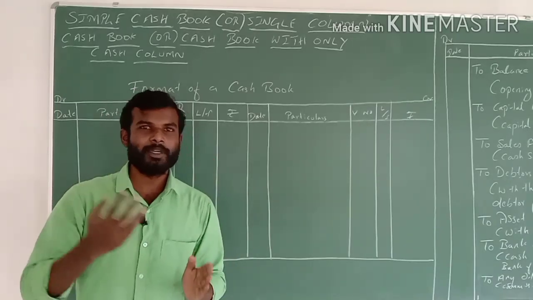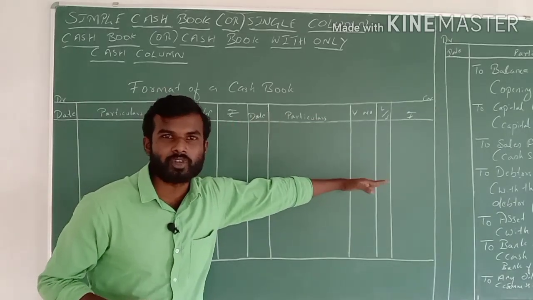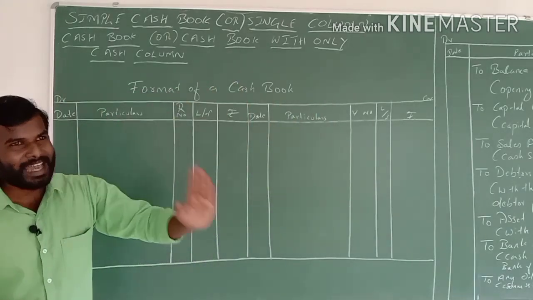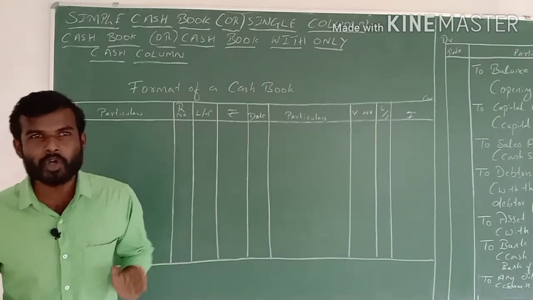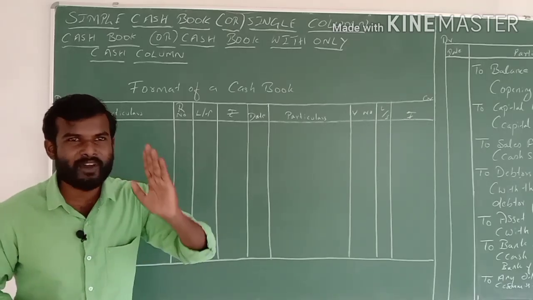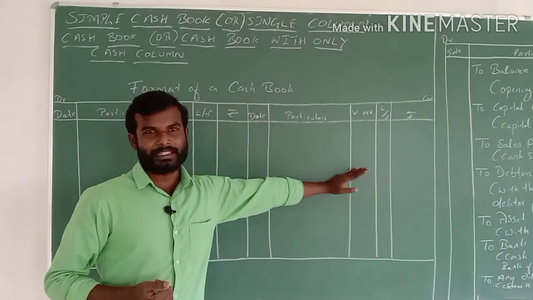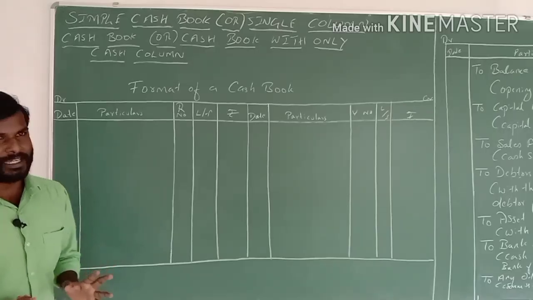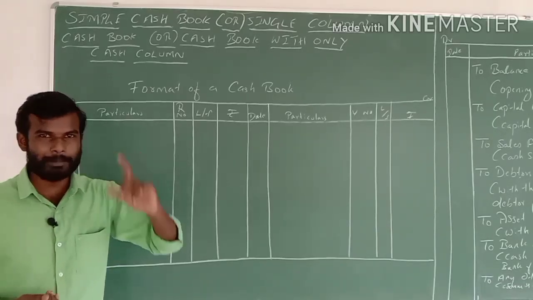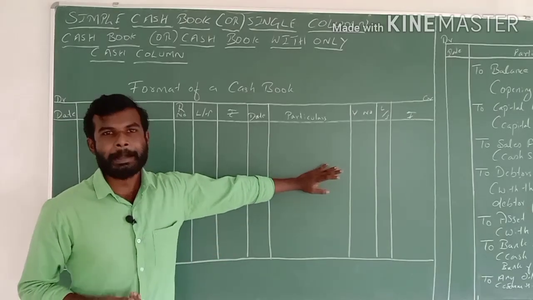On the receipt side there is only one amount column, and on the credit side, that is the payment side, also only one amount column. So the simple cash book, or single column cash book, is a type of cash book where we maintain only one amount column on the debit side as well as the credit side. We take all the receipts on the debit side, and all the payments on the credit side.